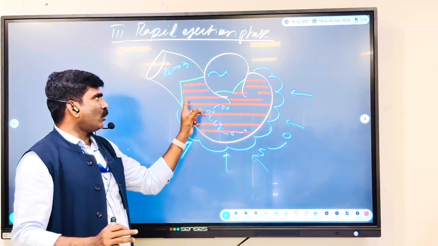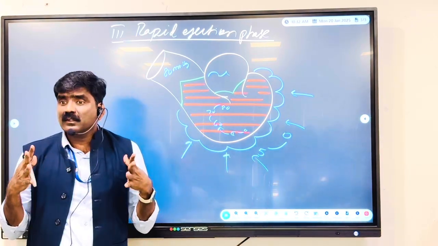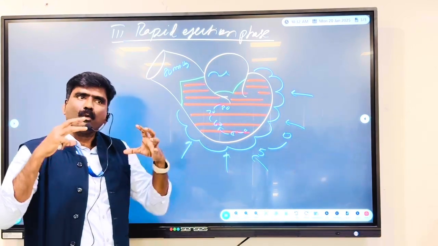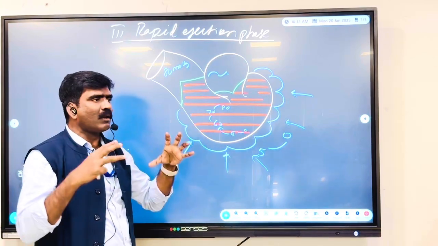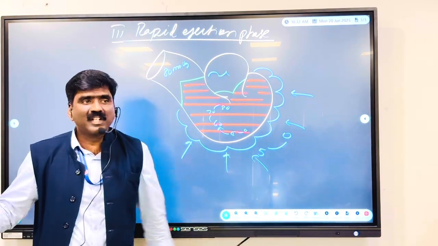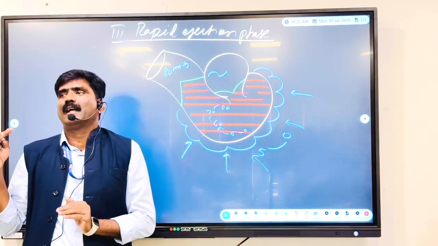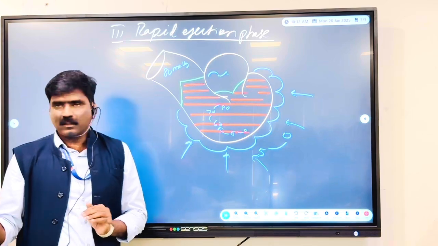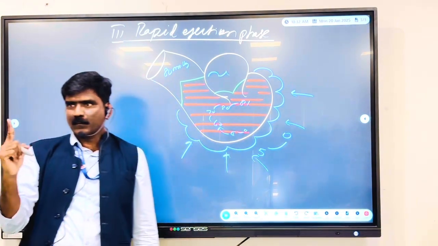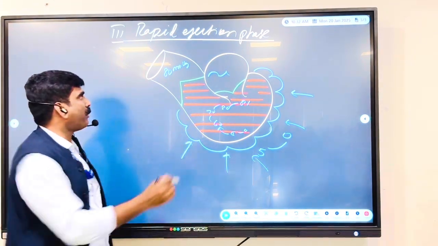When both the valves are closed, then this phase is called isovolumetric phase, right? Because input valve and output valve are closed and ventricles are contracting. Blood is not ejecting, right? So till that phase, it is called isovolumetric phase. When the pressure has increased to 81, suddenly the valve will open.